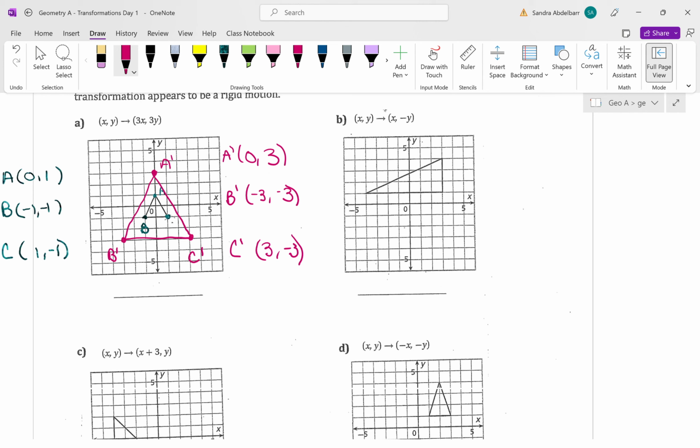So now, do we think this is a rigid motion? Yes or no? No, it's not. Why is it not a rigid motion? Oh, it doesn't preserve size. It does not preserve the size, exactly.